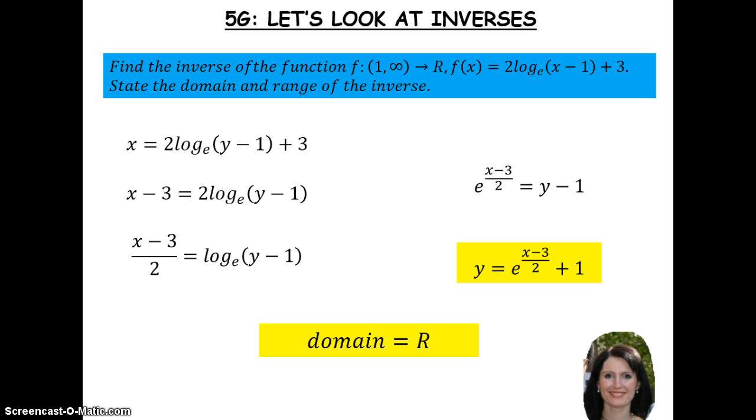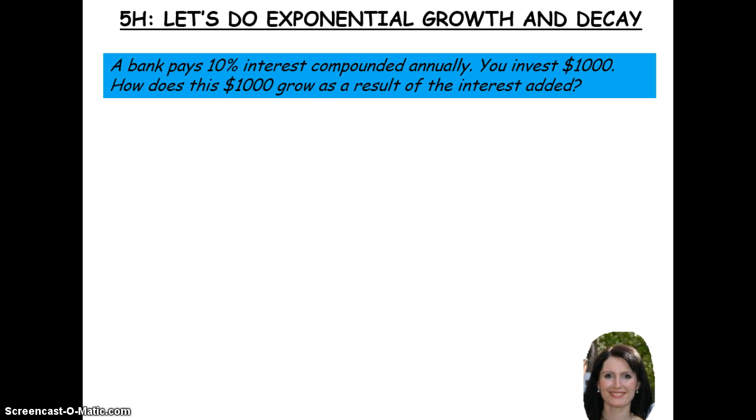The domain is R, and the range is 1 to infinity. I know that the range is 1 to infinity because the domain of my original function was 1 to infinity. And that maps onto R, so my domain becomes R. And that's all we have to do.